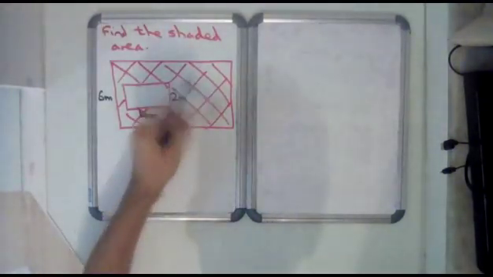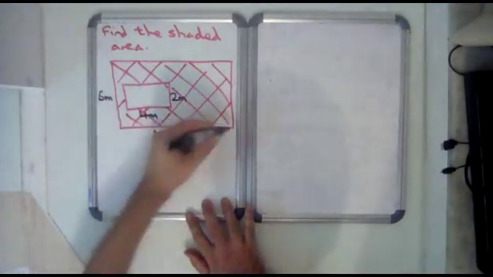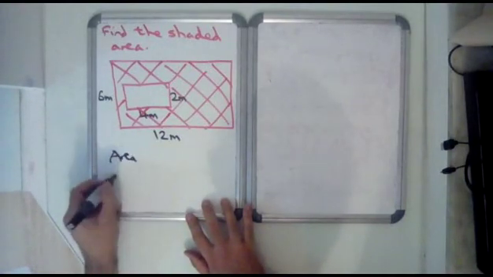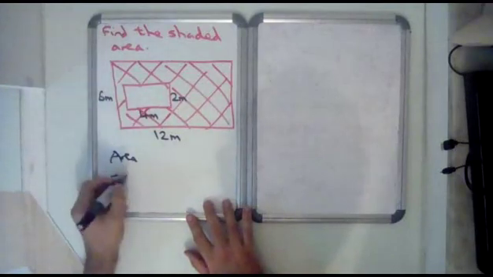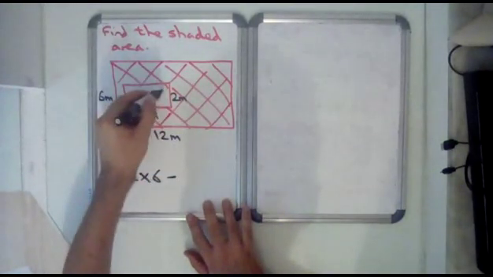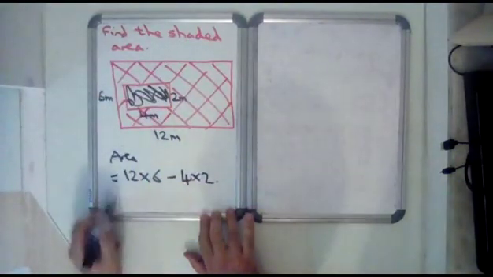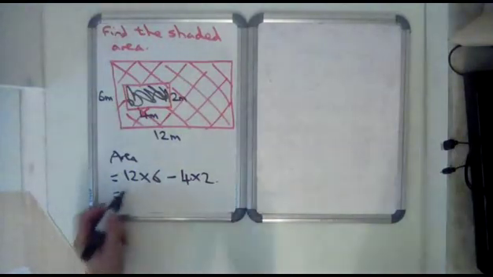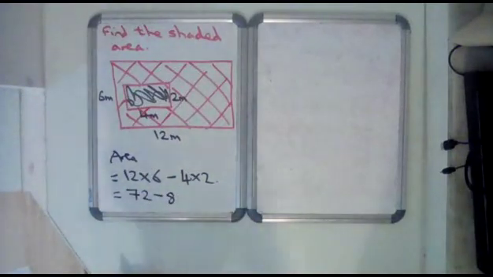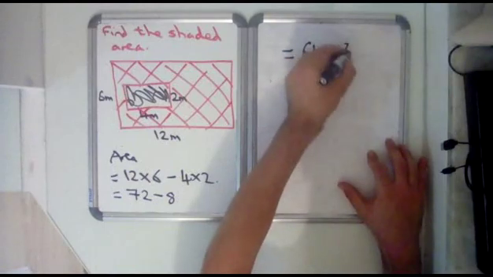So to find the shaded area, the red bit, you need to work out the whole rectangle, so area equals the whole rectangle, which is 12 times 6, minus the bit that isn't there, which would be this thing here. So the hole is 4 times 2. So 12 times 6 is 72, 4 times 2 is 8, 72 minus 8 must be 64 meters squared.